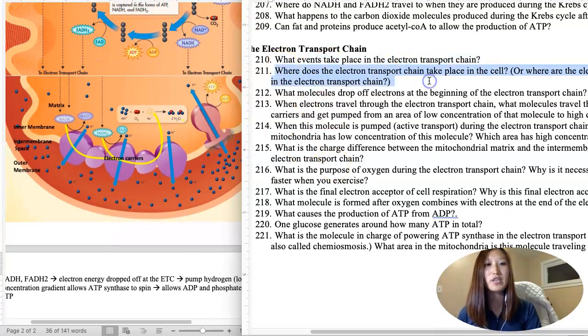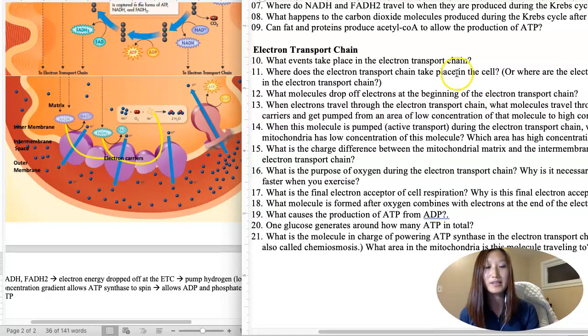Where does the electron transport chain take place? You will say the inner membrane of the mitochondria. Obviously, all the parts of the mitochondria are involved in cell respiration, but the electron carriers in the electron transport chain are located on the inner membrane of the mitochondria. That's exactly what it says, right?